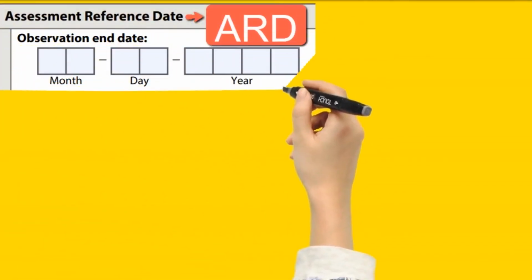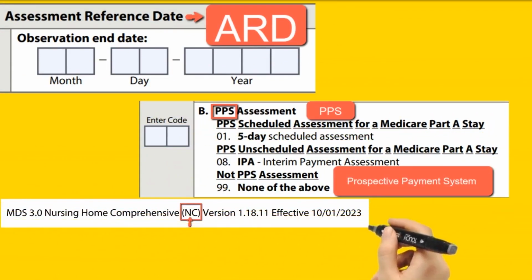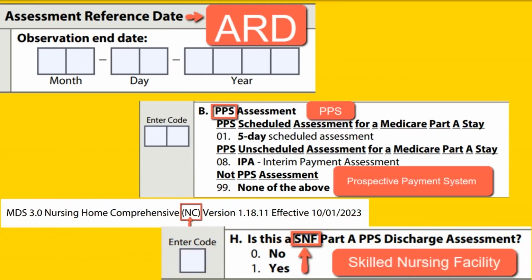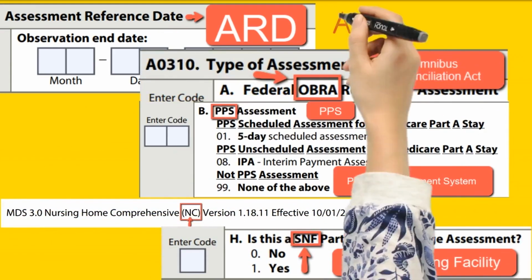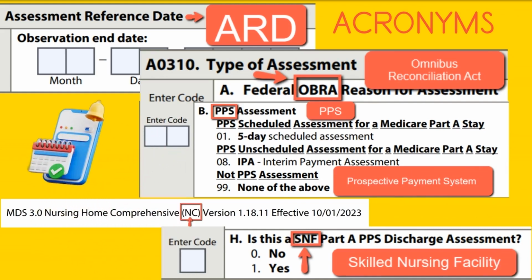Before we begin, please take a moment to review this list of acronyms that are frequently used throughout this educational video. On Section GG, the first acronym is ARD and it stands for the Assessment Reference Date. That is located on page 7 under Section A 2300 of the Nursing Home Comprehensive Form. ARD is the last day of the observation period the assessment covers. The next acronym is PPS and stands for Prospective Payment System.